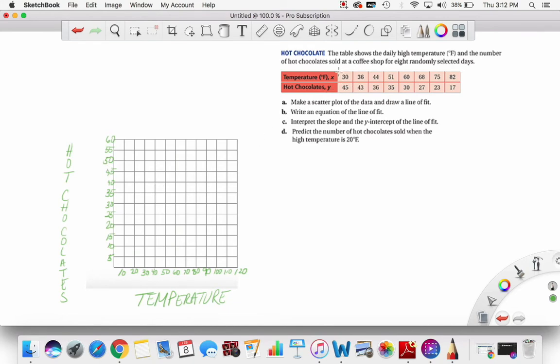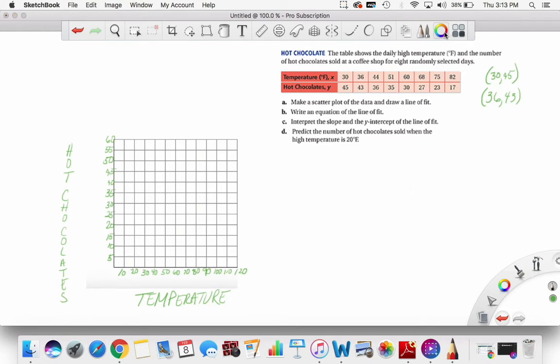So notice I have x and I have y. For each ordered pair, for example, when I have 30, 45 in the first column, that's going to be the ordered pair (30, 45). Same thing here, 36, 43, and 44, 36. I'm just going to do those two examples from the first two columns. So I have 30 and 45.